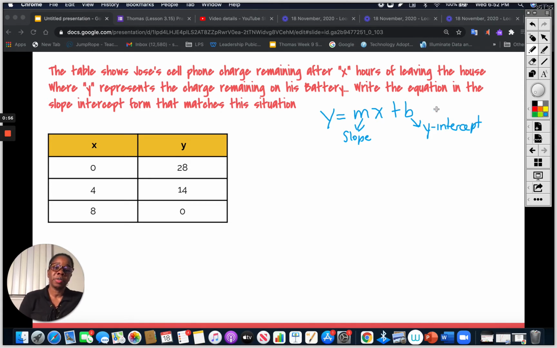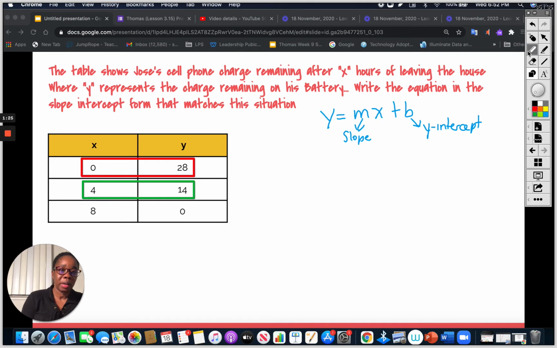Now, in order for us to derive or write the equation, we have to use the points on the table. So I am going to select 2 points to use on the table. The first point that I'm going to use is the point (0, 28). And then the second point that I'm going to use is the point (4, 14). So those are the 2 points that I'm going to be using.